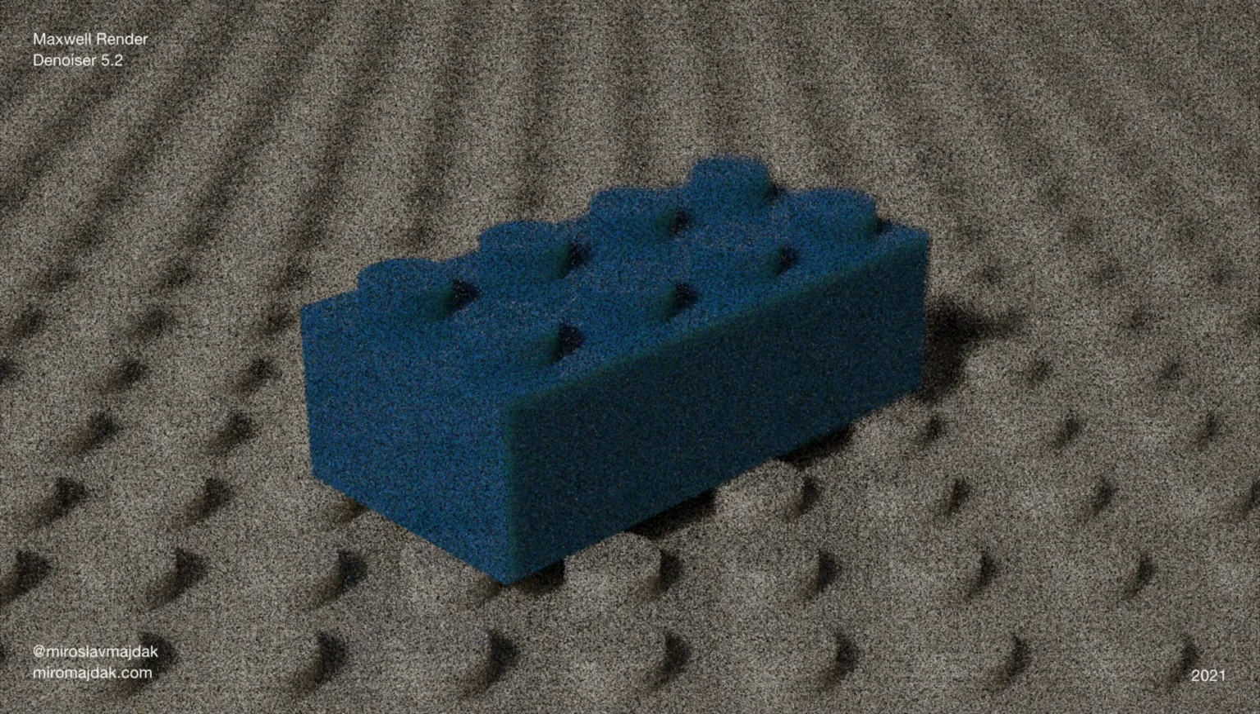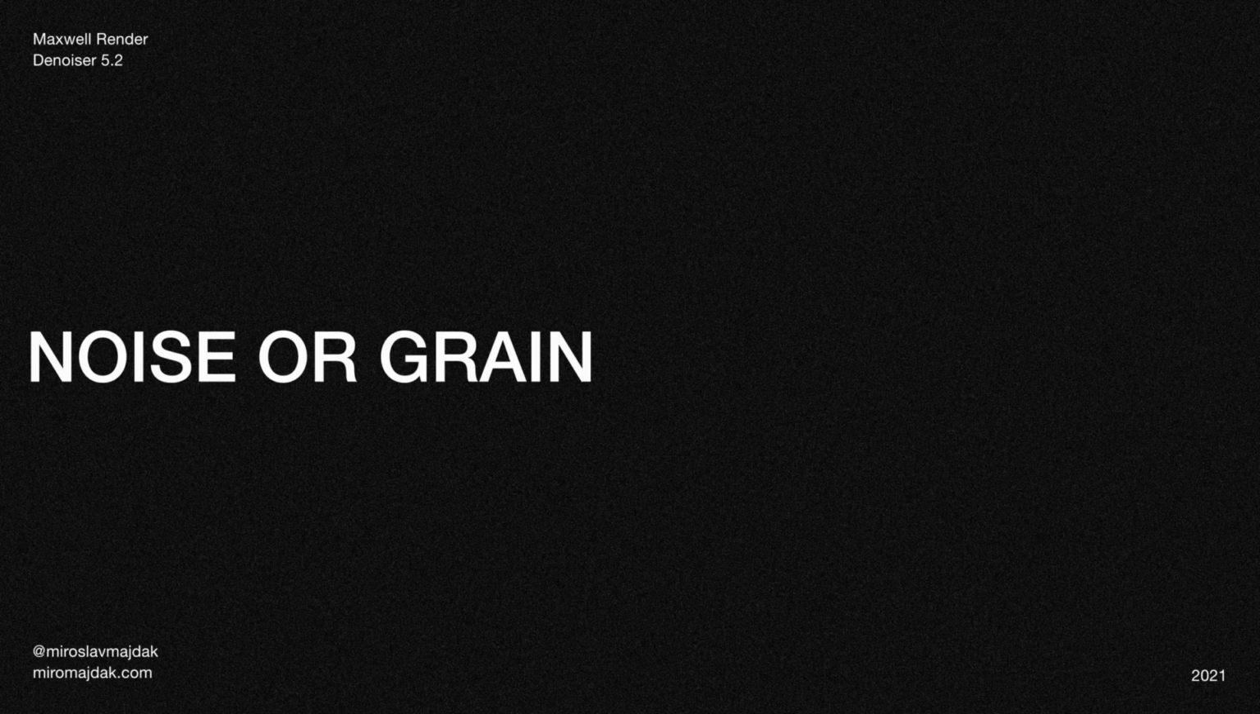And I am not talking about this. All of us will agree that this doesn't look good. First of all, we need to understand what noise or grain in photography is and what causes it. So, what is noise in photography and how can you use it to your advantage?